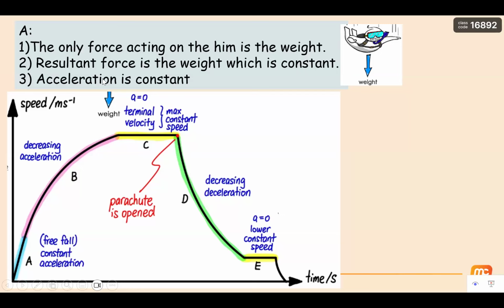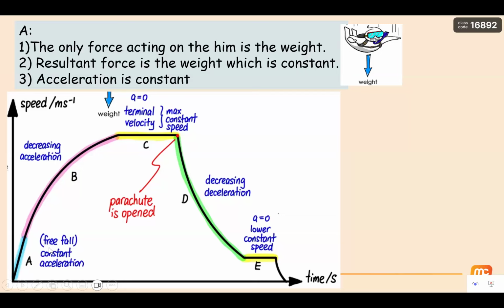So whenever we explain, we talk about the individual forces acting on the object, then what happens to the resultant force, and then we link the resultant force to the acceleration and then to the motion. Because F equals ma, when the force F is constant, the a will also be constant. So there will be a constant acceleration at the start, which is part A over here. We say that the object is still falling under free fall.